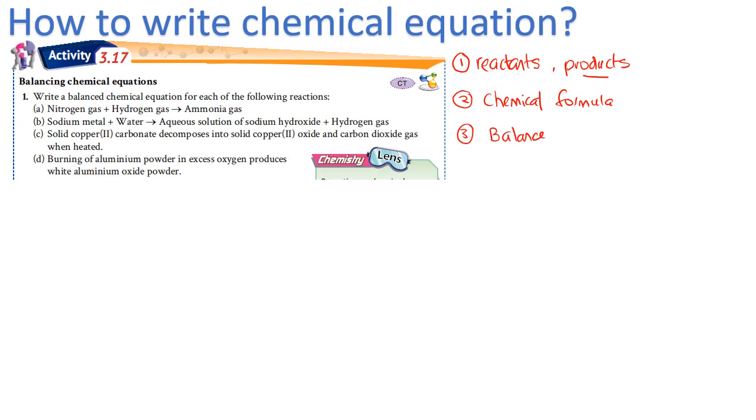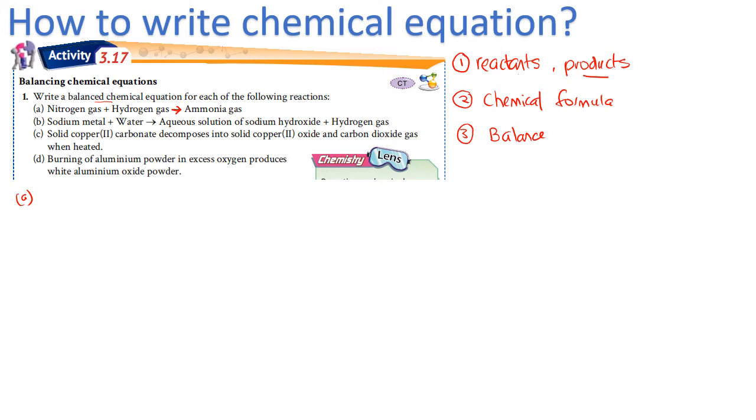Write the balanced chemical equations for each of the following reactions. 1a, nitrogen gas reacts with hydrogen gas to form ammonia. From here, you must identify where your reactant is. The reactants are normally written in front of the arrow, and the products are written behind the arrow. After you identify the reactants, then you need to write the chemical formula.